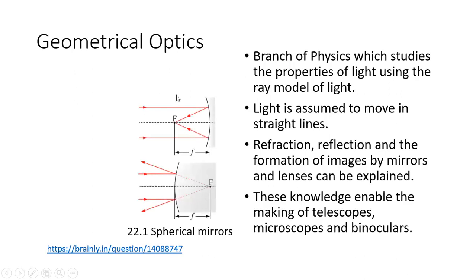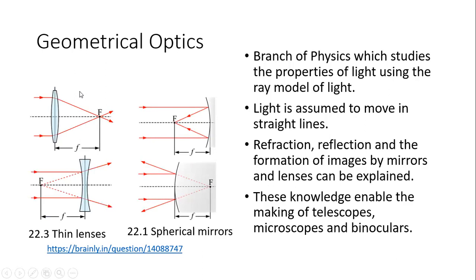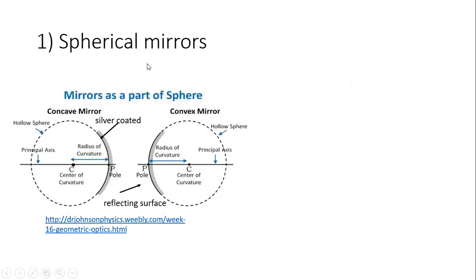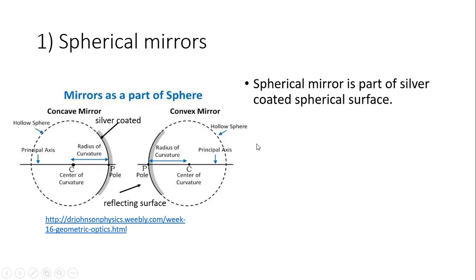This is your spherical mirrors. These are your thin lenses. The key term is thin lenses. Okay, let's go to spherical mirrors. This is your concave mirror. This is your convex mirror. A spherical mirror is part of a silver-coated spherical surface. This part is silver-coated, like a mirror. This part is silver-coated.